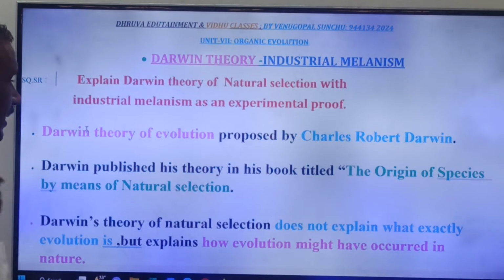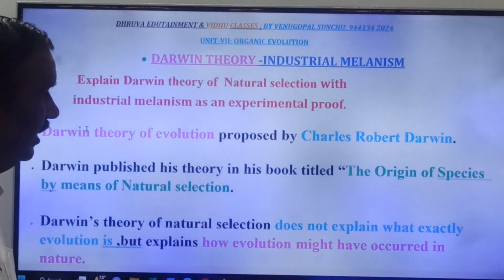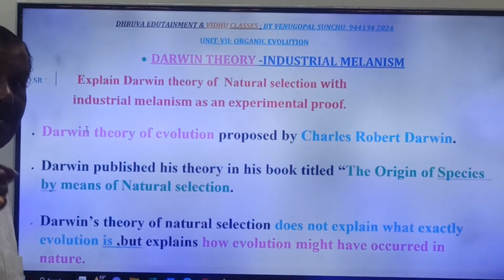This Darwin's theory was proposed by whom, friends? Charles Robert Darwin. What is his book, friends? The Origin of Species by Means of Natural Selection.